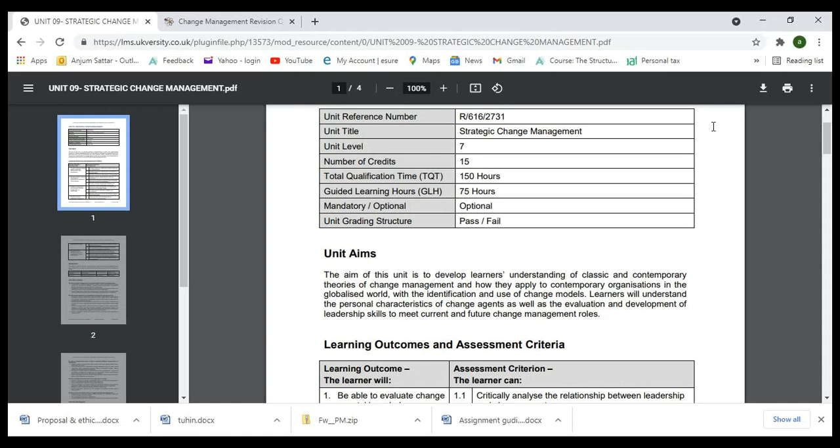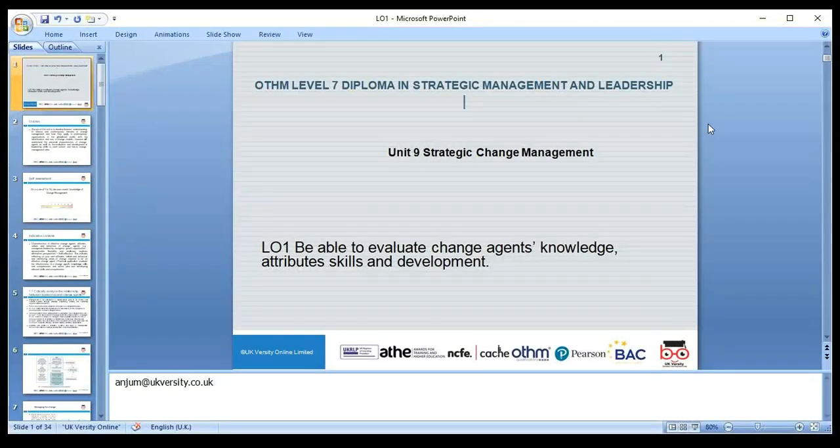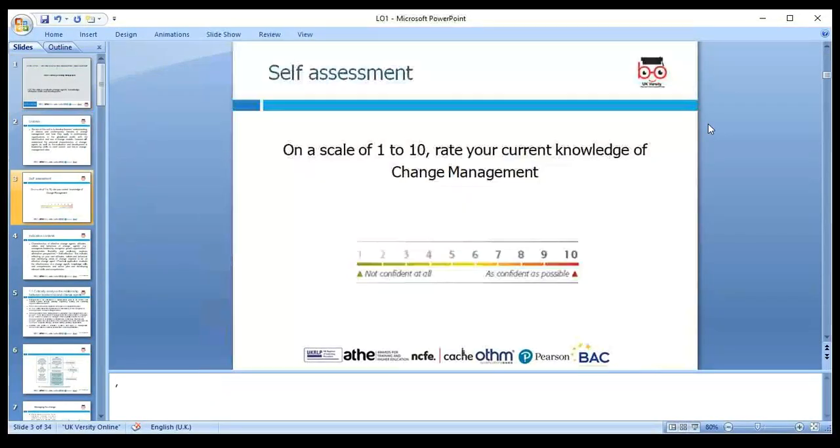The aim of this unit is really to develop the learner's understanding about classic and contemporary theory about change management, which we'll go through in our lessons. So guys, we'll start. This unit will help you understand the learner's characteristics as an agent of change. So as a leader, what difference you can make to an organization, how you can implement change within our organization. That will all be the focus.